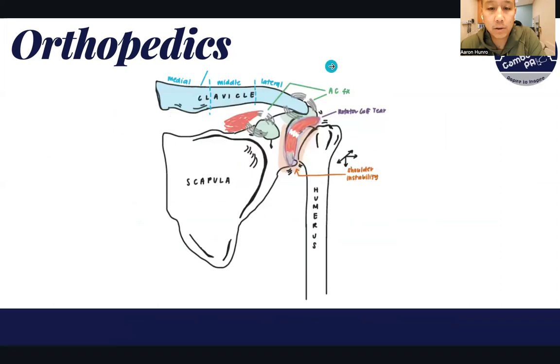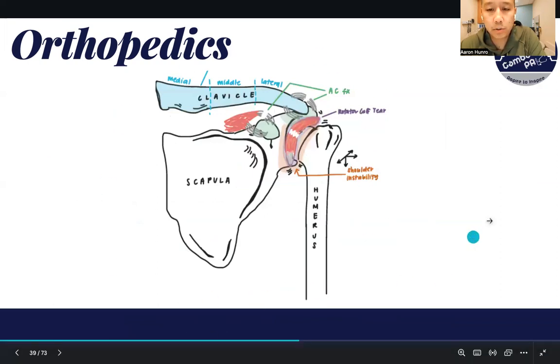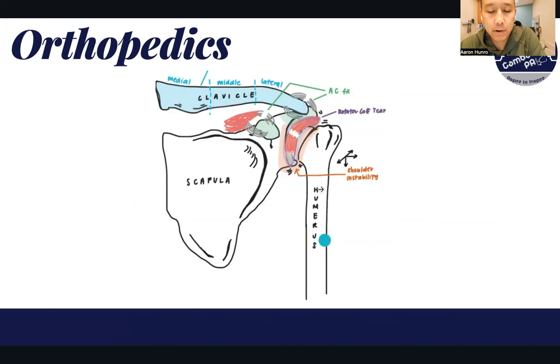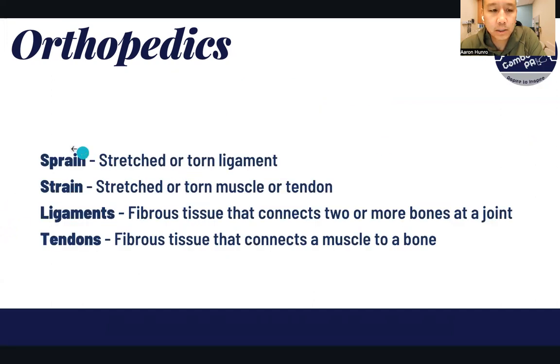All right. So here is the shoulder girdle and region. So we have the clavicle, we have the humerus, the arm bone, and the scapula. So these three essentially make up the shoulder girdle. So these are the terms that I want y'all to know.